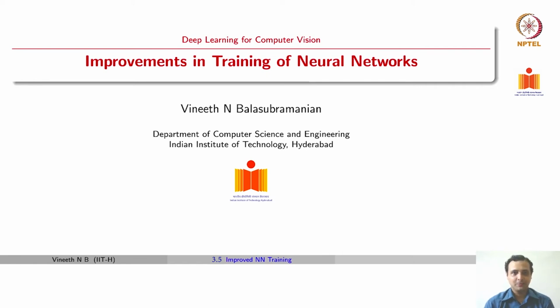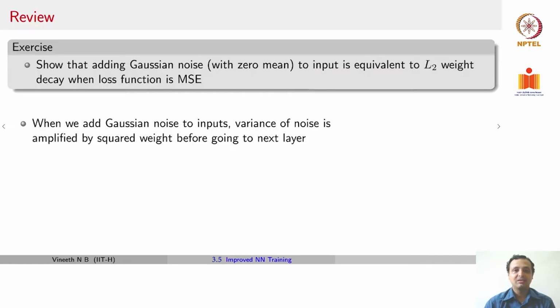In the last lecture, we spoke about how regularization is an important component to improve the generalization performance of neural networks. We also spoke about a few different ways of performing regularization. In this lecture, we'll talk about other components that can help improve the training of neural networks. Before we go forward, we left one question behind.